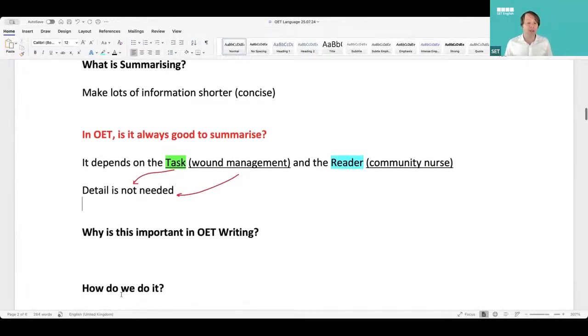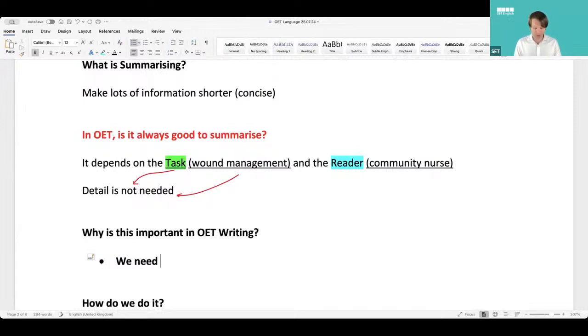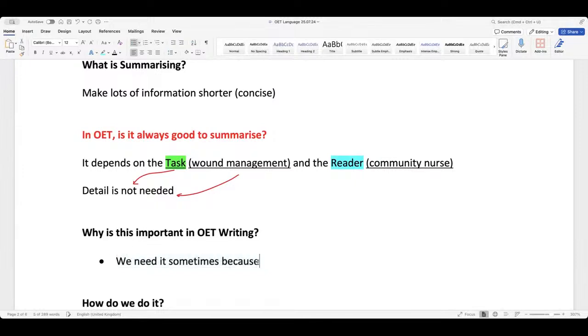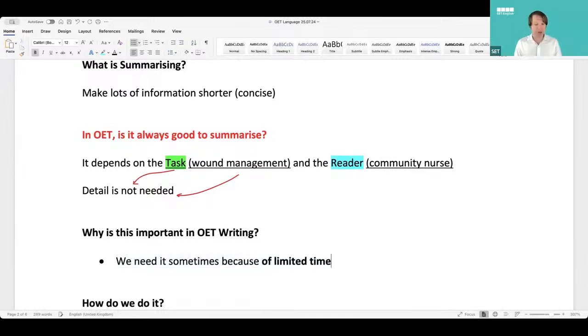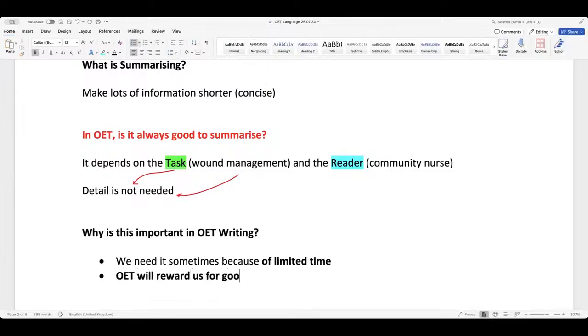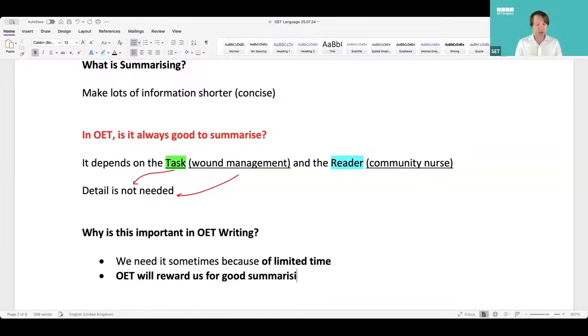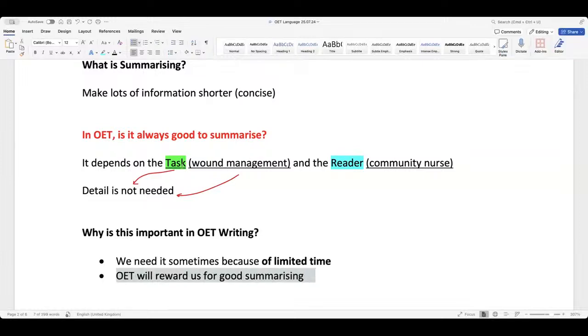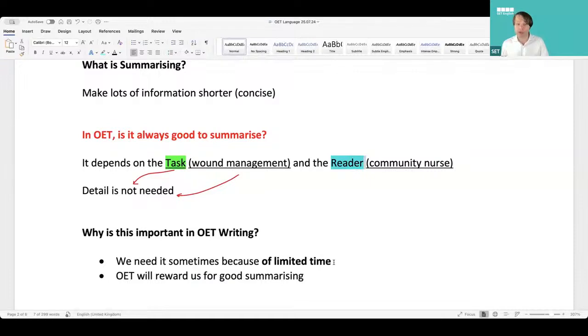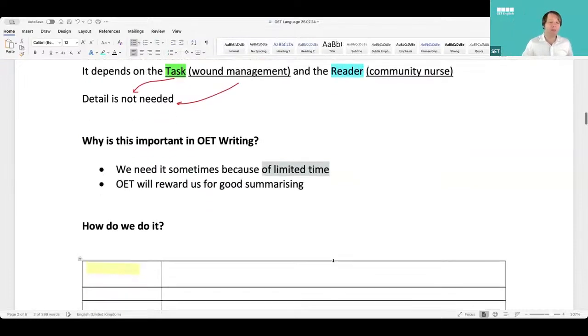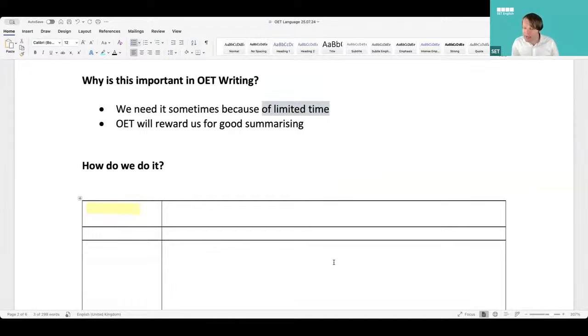Now, why is it important in OET writing? Why do we need to summarize sometimes? We need it because we have limited time. And also, OET will reward us for conciseness, for good summarizing. So if you do it at the right time, for the right task and the right reader, you can score higher, okay? Now, how do we do it? Do you guys remember the ways? Let's test. Look for the main idea.